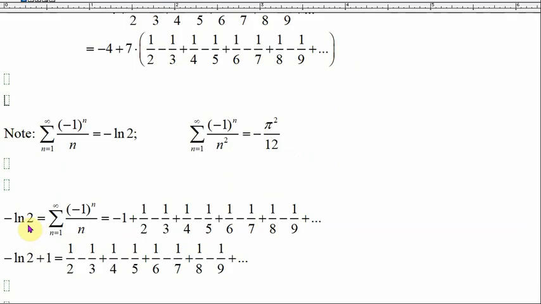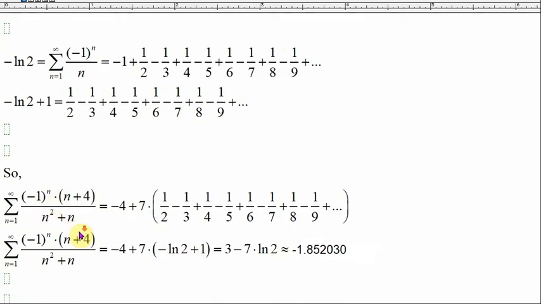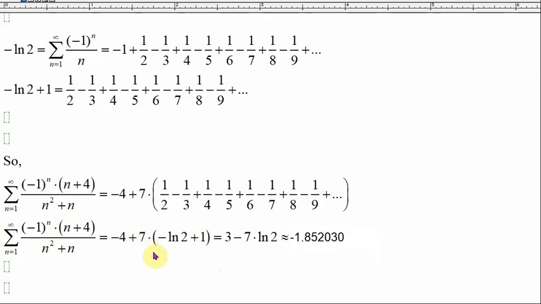So negative natural log of 2 is the same as negative 1 plus a half minus a third plus a fourth, and so on. Add 1 to both sides, and we get negative natural log of 2 plus 1 is equal to the infinite series starting with 1 half, which is what we need. And therefore our original series with the expression negative 1 to the n times (n plus 4) over (n squared plus n) will be negative 4 plus 7 times (negative natural log of 2 plus 1). Simplifying everything, we get 3 minus 7 times the natural log of 2. And that's the end of the video.